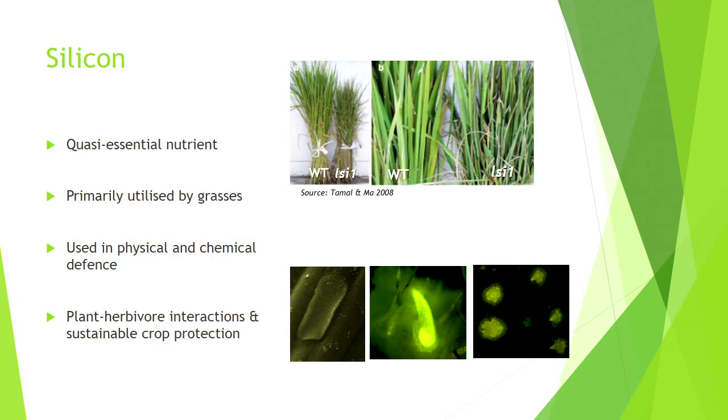So why do we actually care about silicon? Well, silicon is very important in plant-herbivore interactions. So as I said, plants take up silicon to defend themselves against herbivory. And it's also important for sustainable crop protection. So with the increase in change in climate that we're going through, plants are able to deal better with stresses when they have access to silicon.